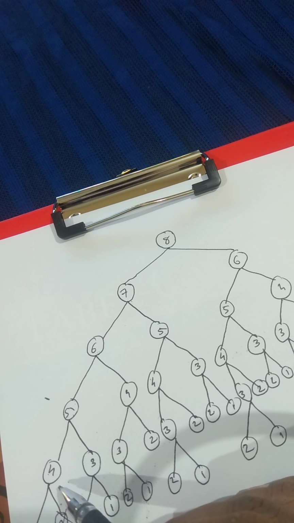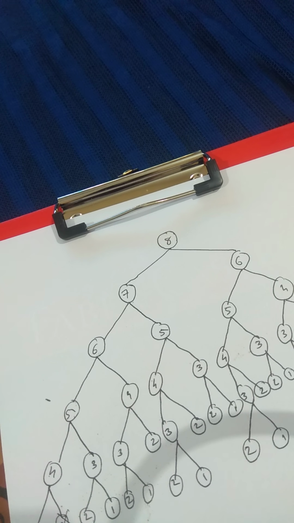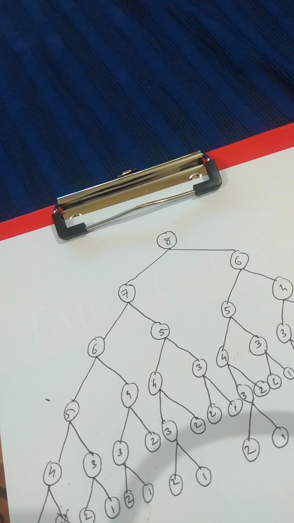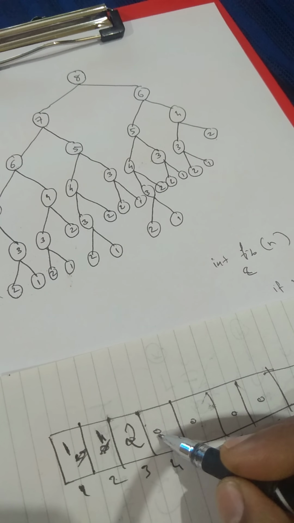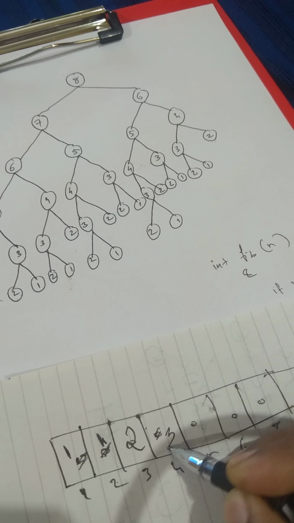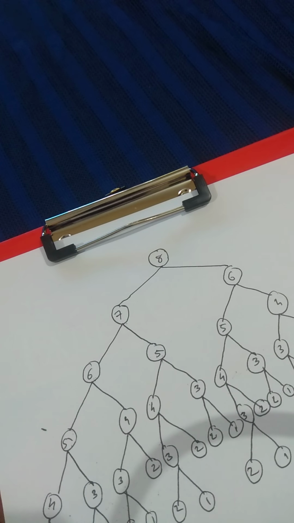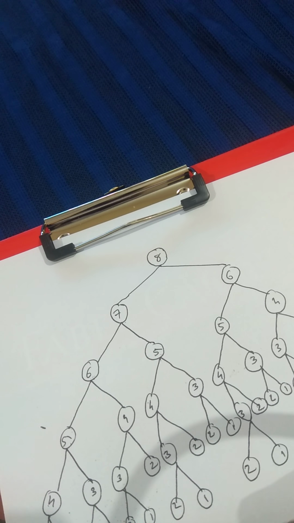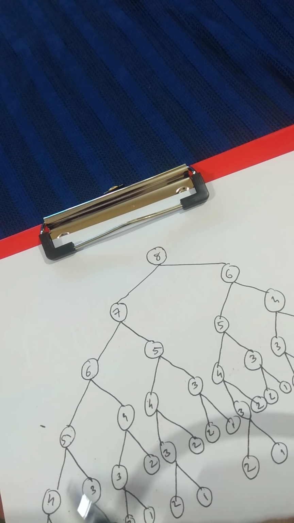What is fib 4? That is fib 3 plus fib 2. It is 3. So fib 4 is calculated. We can record the value. Its value is 3. Fib 4 is calculated. And next we are going to fib 5.